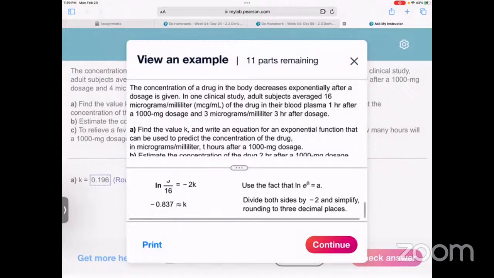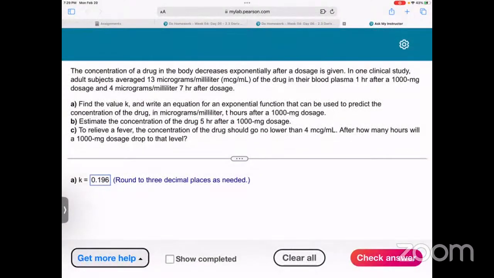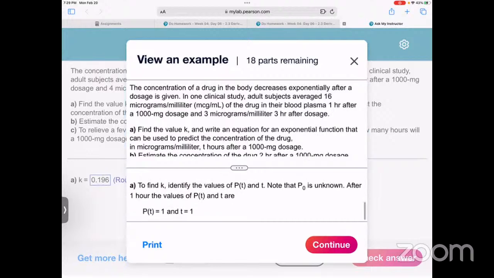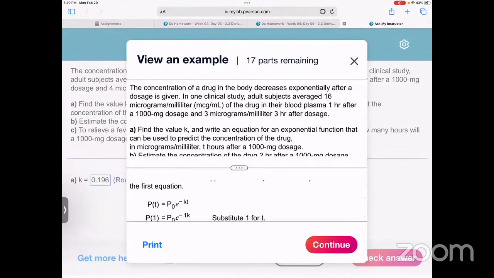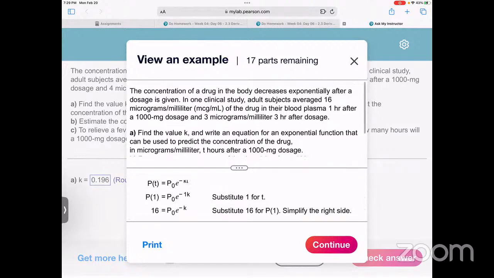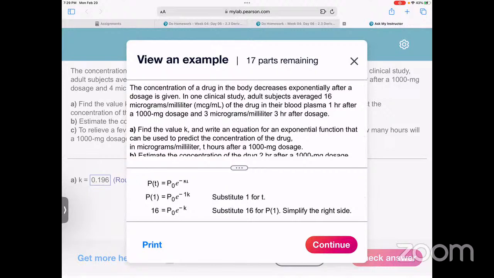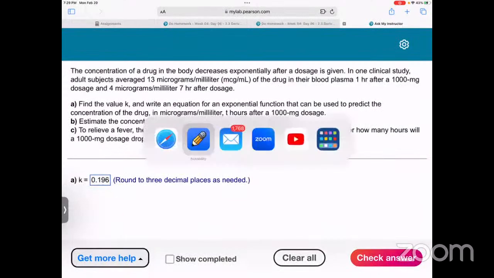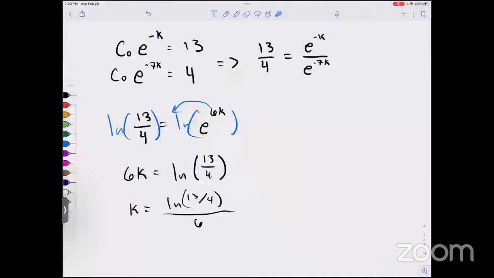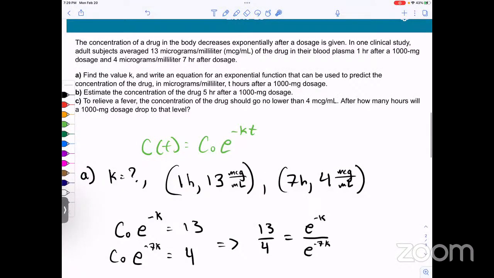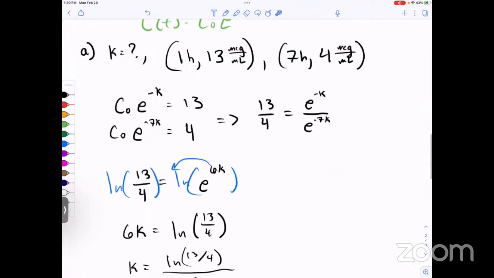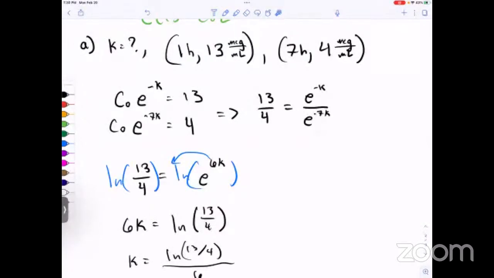Okay. Oh, I think I saw something. Let me look at one other thing. I think I saw something. Continue. Continue. No, they got that too. Let me see. In one clinical study, 16 micro after 1 hour, and then 3 after 3 hours, right? Let me look at hours again. So then 13. Oh, okay. I think I see it. I think I see something else.